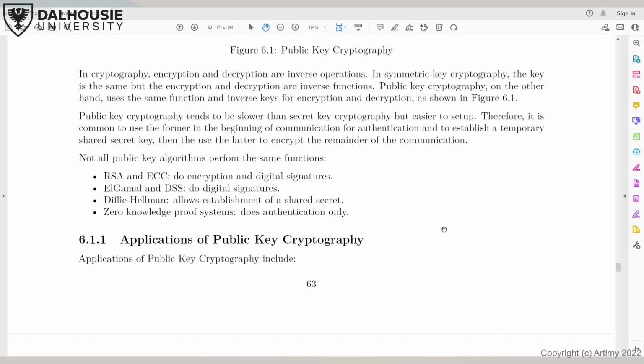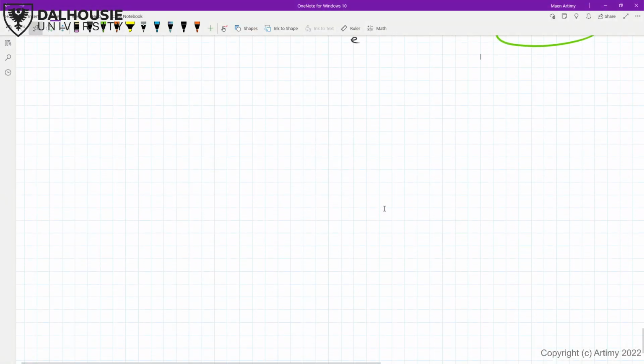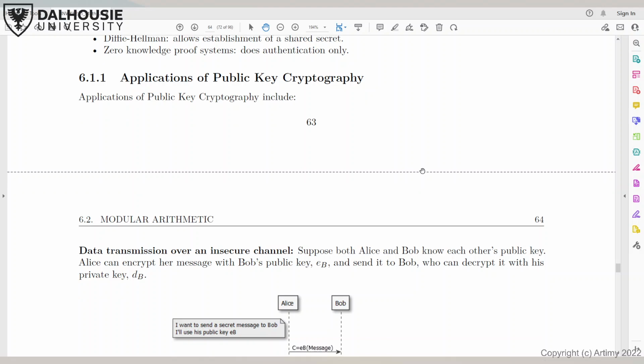And then finally, we have something called zero knowledge proof systems. We don't have an example of that in this chapter, but this is actually a cool application where we can tell people that we know certain information without actually telling them what the information is, but we prove to them that we know the information. So we'll talk about that when we get to it.